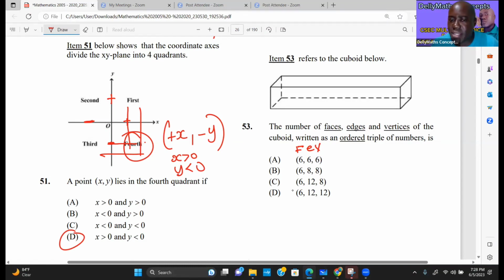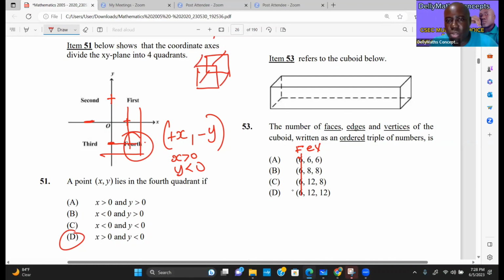So I wouldn't check the 6. I wouldn't check the faces because everybody has 6 faces. It's good. So I might need to check the others. Let us check the edges. If I'm going to draw a box, these lines I'm drawing are called edges.